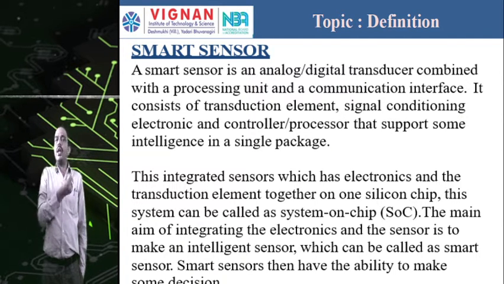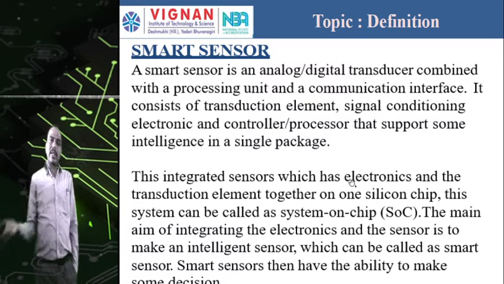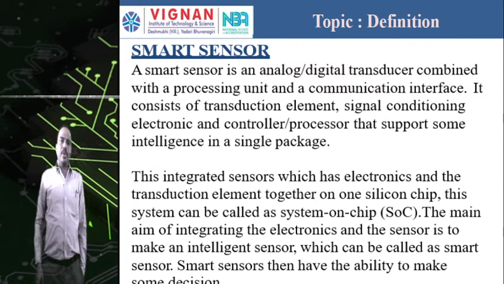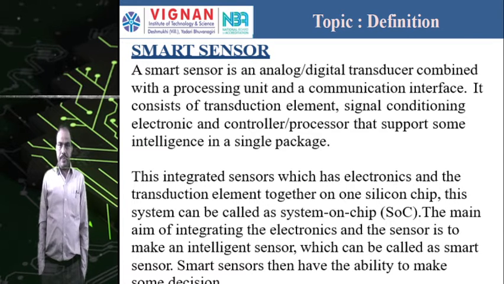So it is an analog transducer, or sometimes a digital transducer, which is combined with a processing unit as well as a communication interface. That is called a smart sensor. These integrated sensors have the electronics and the transducer element together on one silicon chip. So this system can be called, as I already told, system on chip. The main aim is to make some intelligent functions. So those are called smart sensors.